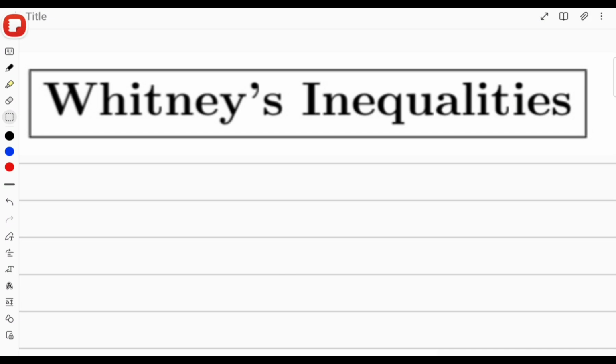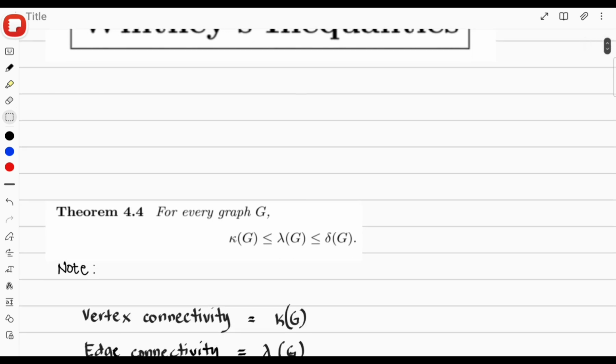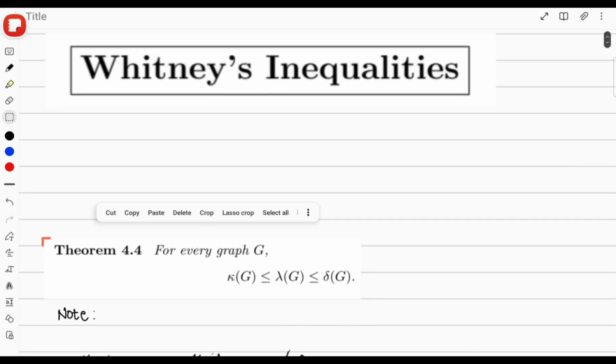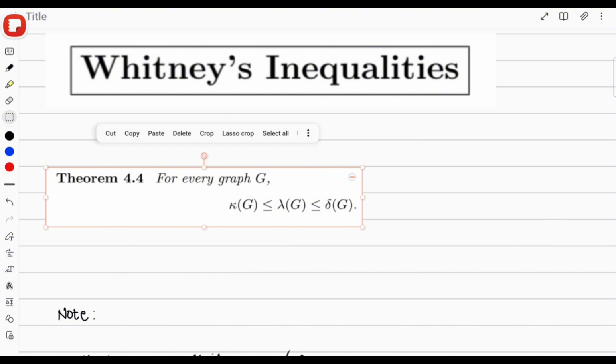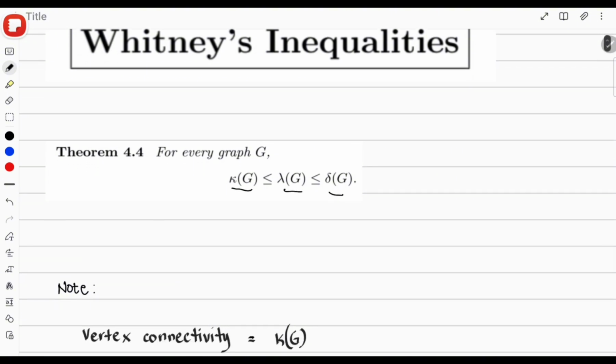So hello everyone, today we will be discussing Whitney's inequalities. Okay, we have Theorem 4.4: for every graph G, kappa of G is less than or equal to lambda of G, which is also less than or equal to delta of G. So first, let's know who these three are.